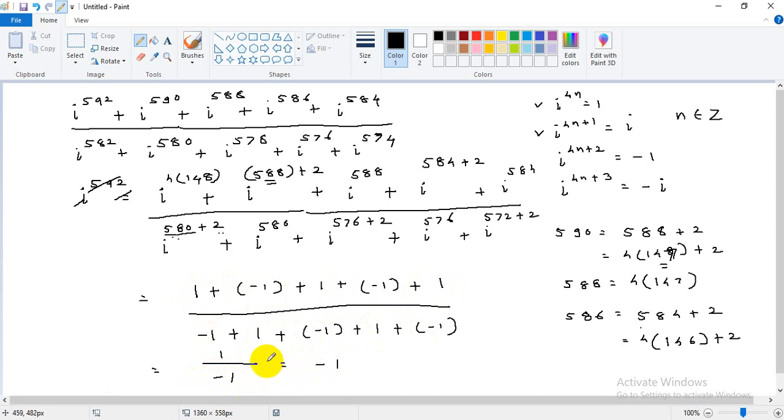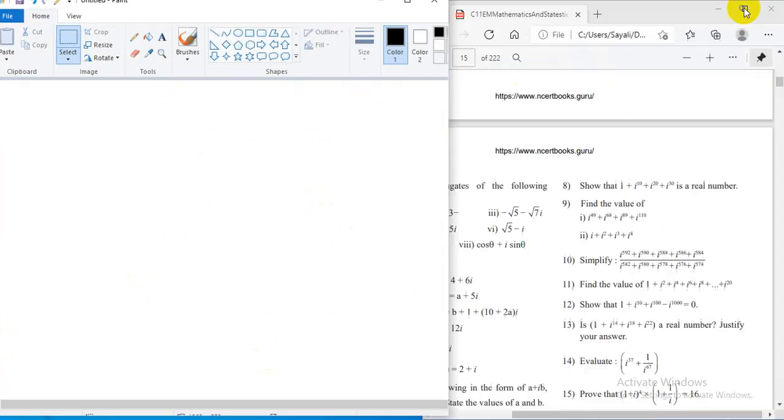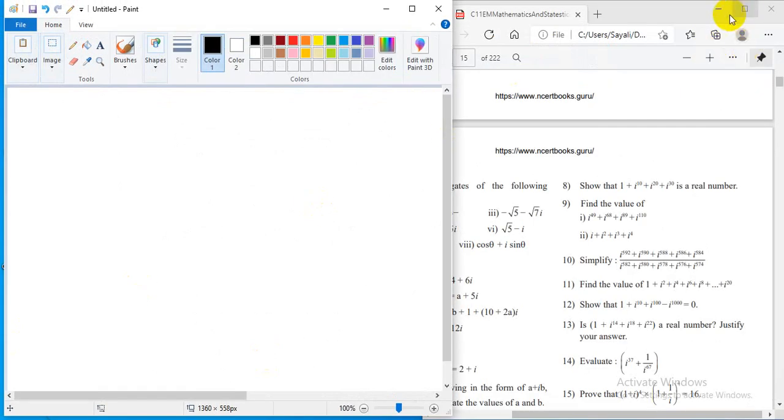So very simple, we just should know what i raised to 4n is, where n is any integer. Whatever the power of i is, if it is divisible by 4, its value is 1. It depends on this particular rule that you have to remember. Okay. So this is about the power of i and all that.